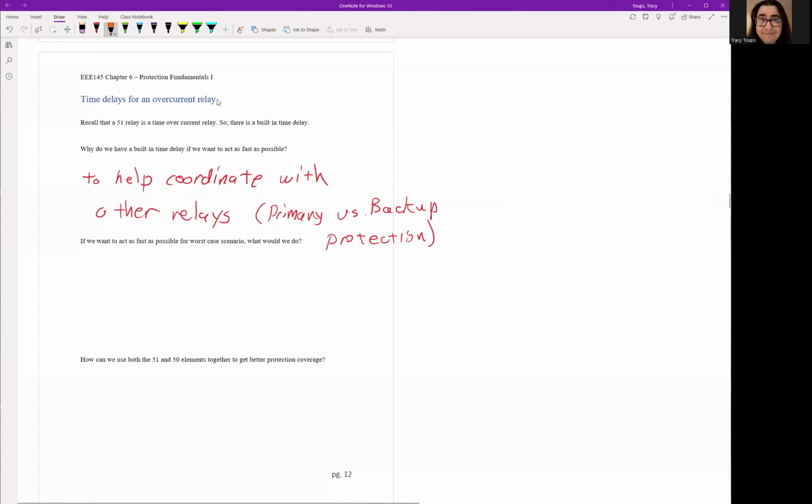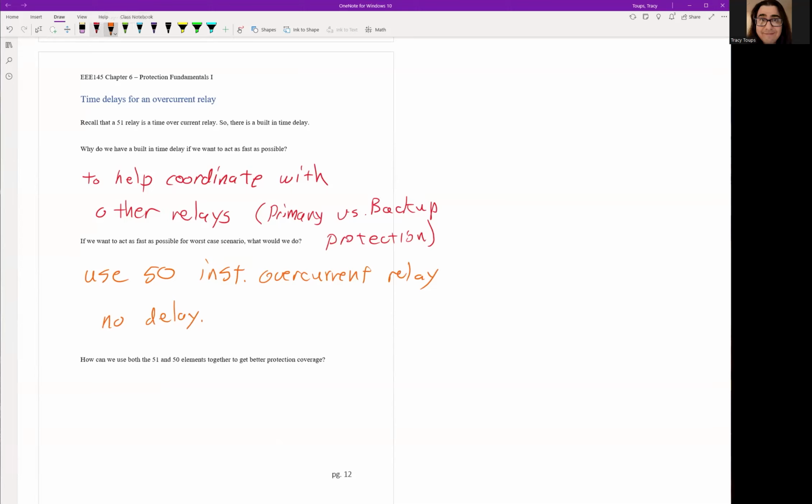Okay, so if we want to act as fast as physically possible in a worst case scenario, meaning this is the hardest hitting fault in the system, the most dangerous one, we would exclusively use a 50 instantaneous overcurrent relay. People just write inst. This has no intentional time delay. It will trip as fast as physically possible. No delay.